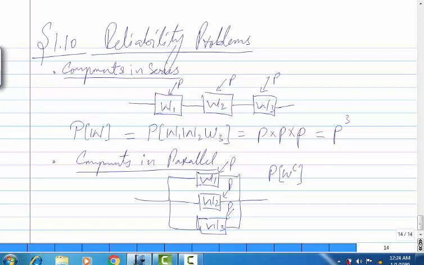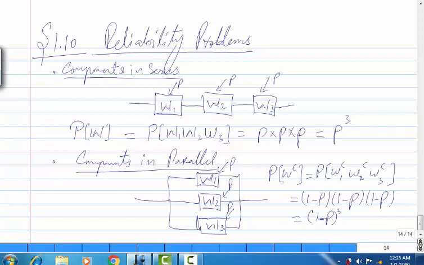In that case, all three components need to fail. This means that we have to calculate the probability for components W1, W2 and W3. Then it is possible that the whole system fails. If I calculate the probability, because the probability of success is p, the complement for W1 is 1 minus p. So this becomes 1 minus p times 1 minus p times 1 minus p, or in other words, it becomes (1 minus p) to the power 3.